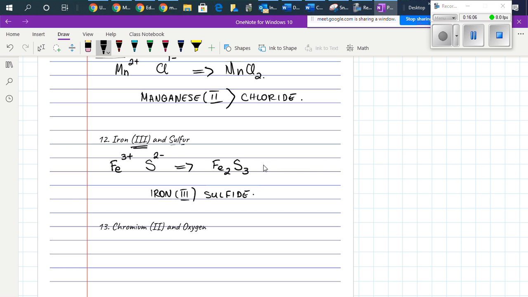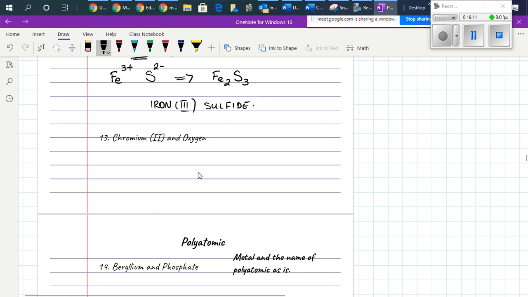Okay. Next one is chromium. Chromium has a +3 and +2. So this is telling us that it's chromium 2. So chromium 2+, and oxygen, as we have mentioned several times, 2-. So it will be CrO, and the name will be chromium 2 oxide. Does it make sense?